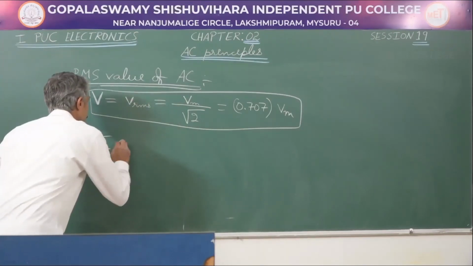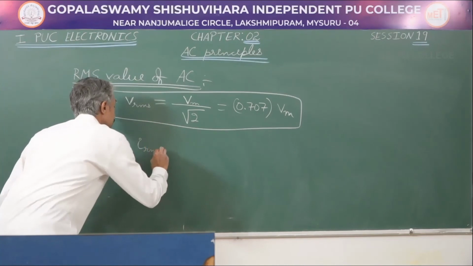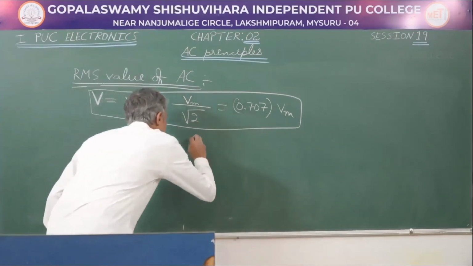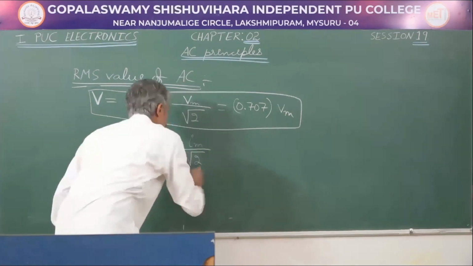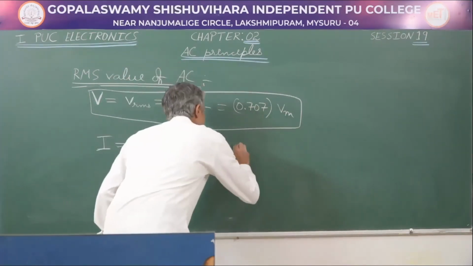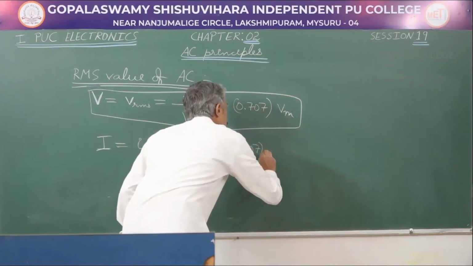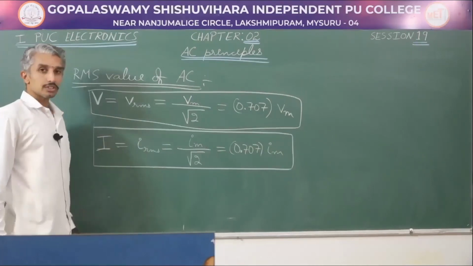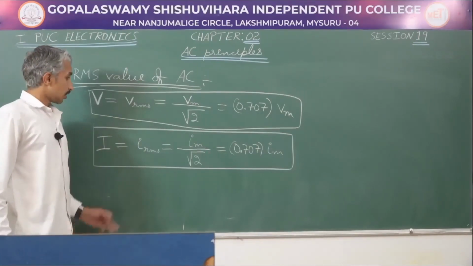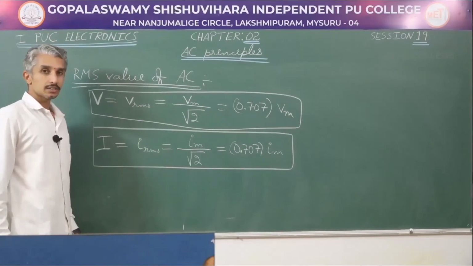The DC equivalent current, or small i subscript RMS, Irms, is equal to the maximum value of current divided by root 2. Another way of writing it is 0.707 times I maximum. These equations give the mathematics of the RMS value of alternating voltage and alternating current.